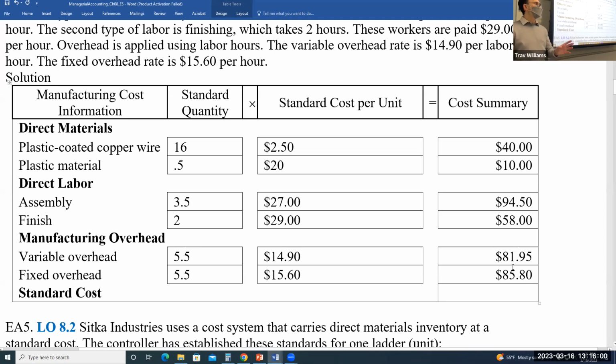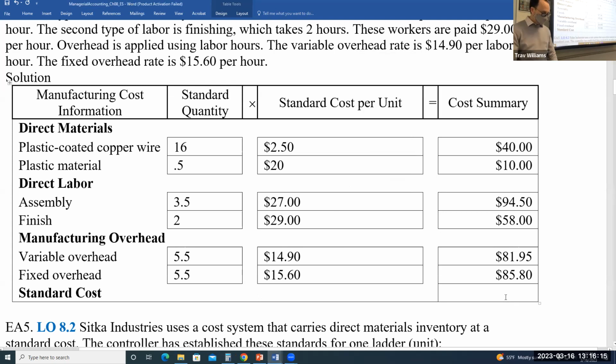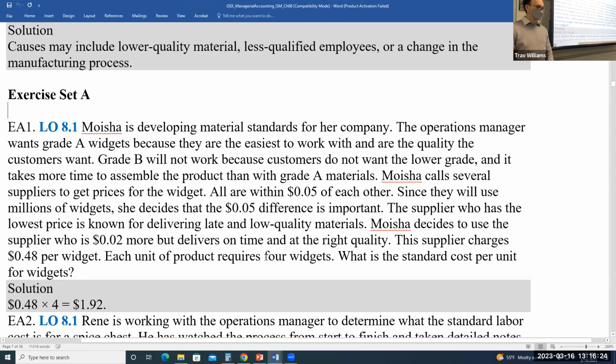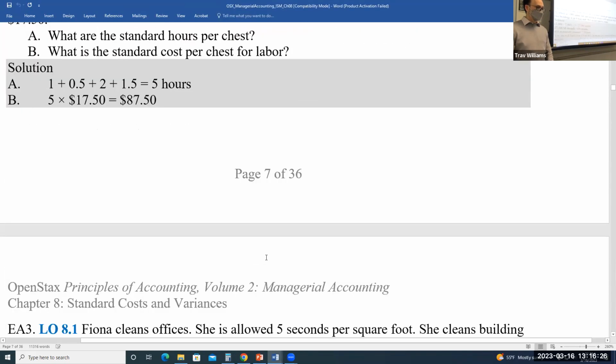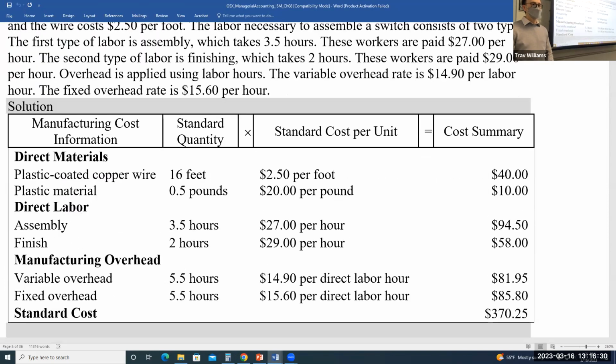Then we can add up all of these costs to get our total cost per unit. So if I did that right, we have $370.25 is our standard cost for each unit of product. And let's see. Okay, perfect. It came out right.